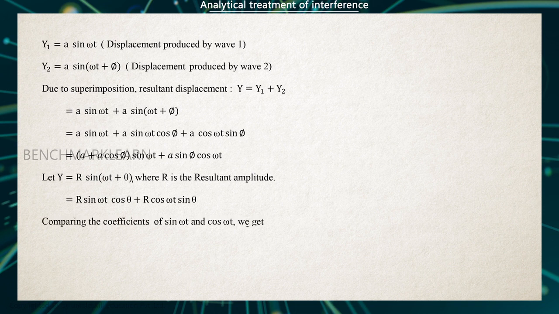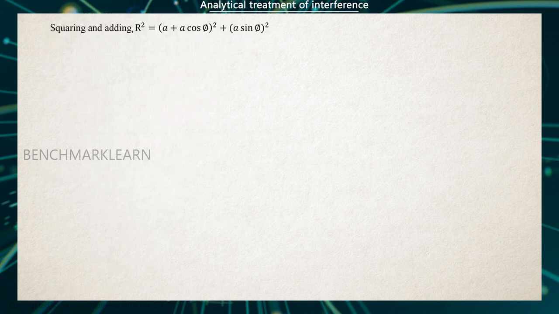Now comparing the coefficients of sin omega t and cos omega t, we get R cos theta equal to a plus a cos phi and R sin theta equal to a sin phi. So what we do is we square and add. Squaring and adding, we get R square equal to (a plus a cos phi) whole square plus (a sin phi) whole square. That is equal to a square plus 2a square cos phi plus a square cos square phi plus a square sin square phi.